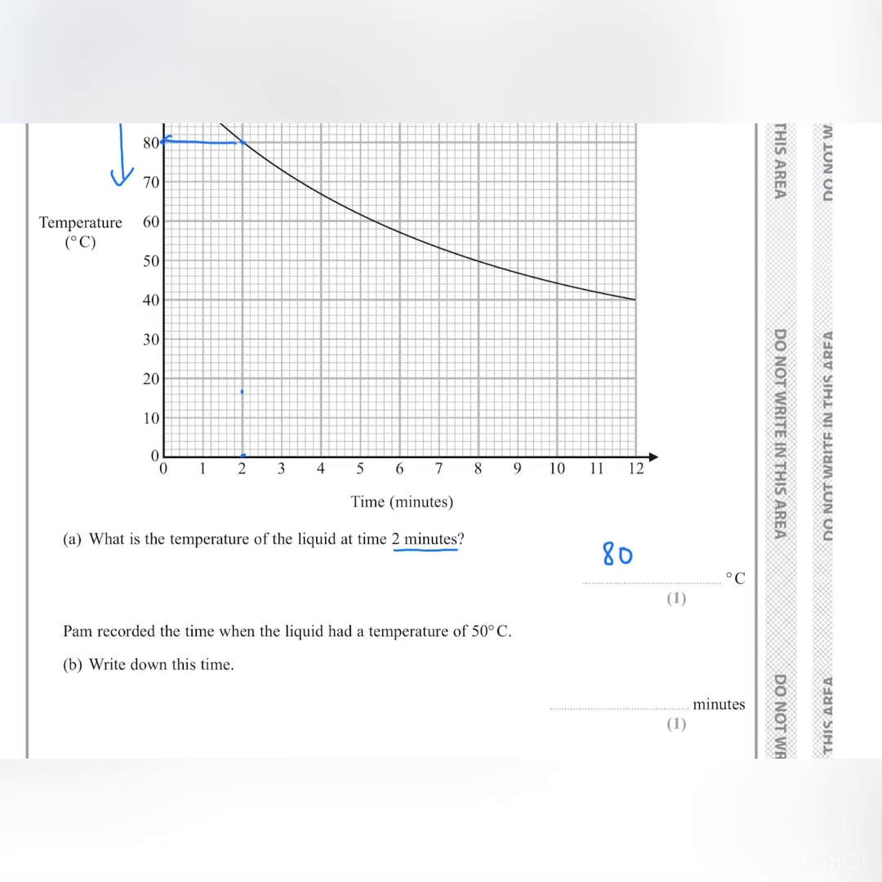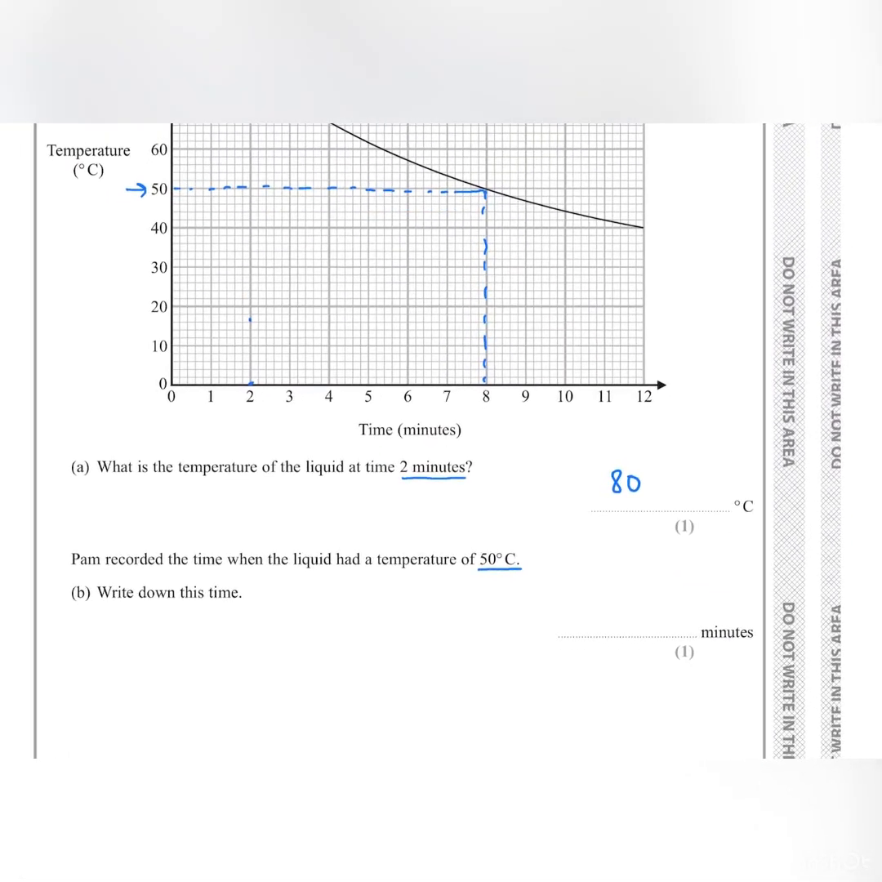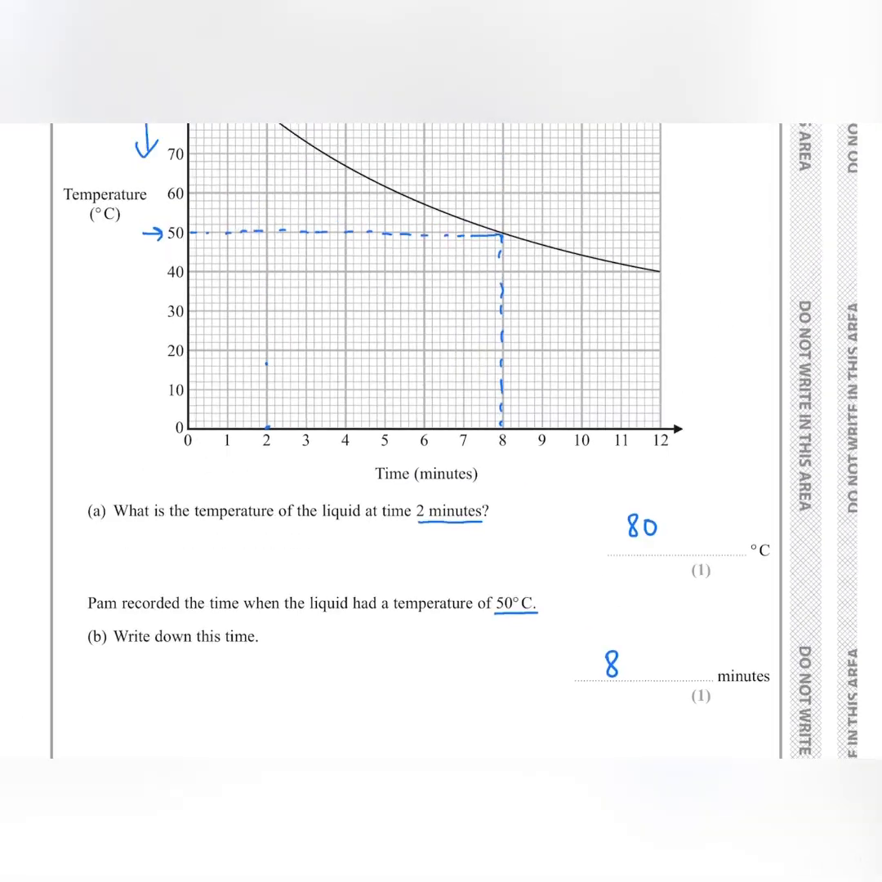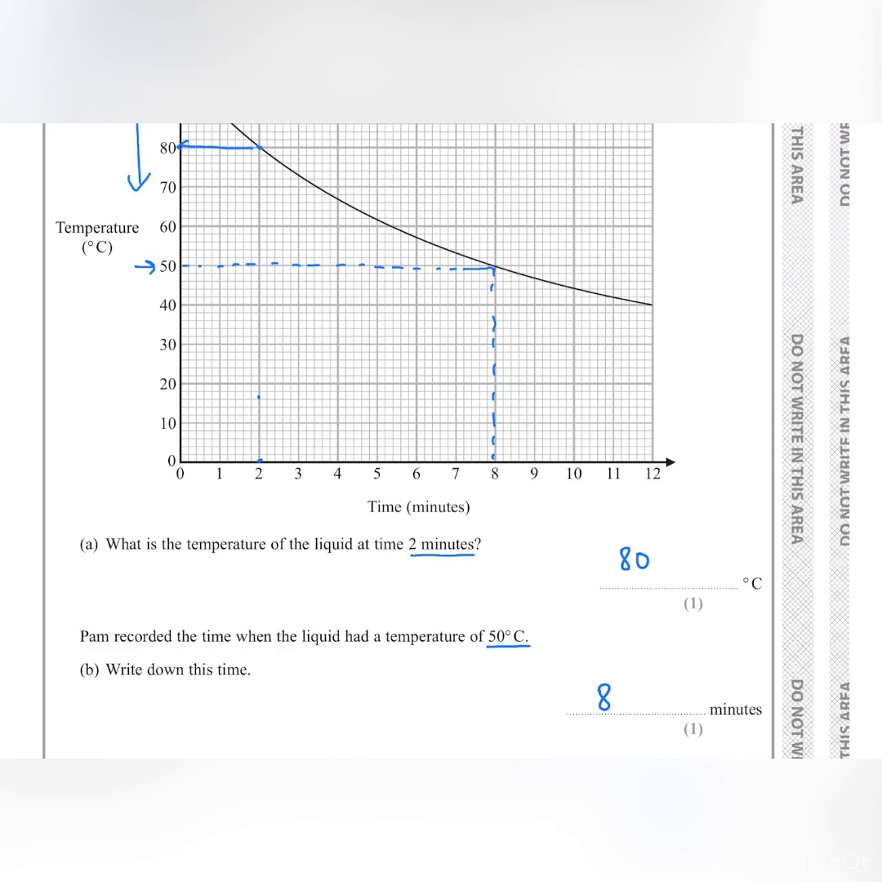Okay, and then it says Pam recorded the time when the liquid had a temperature of 50 degrees, write down this time. Now, if you look at 50 degrees, so we start from this side here. So go up to that line. Again, you can use a ruler to draw the line, and you can read off the value here. That was after 8 minutes. So 8 minutes is the answer for that. Okay, so that is question number 10.